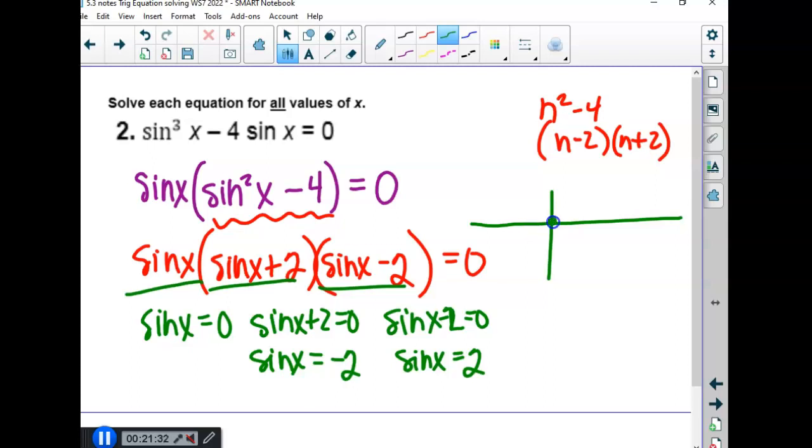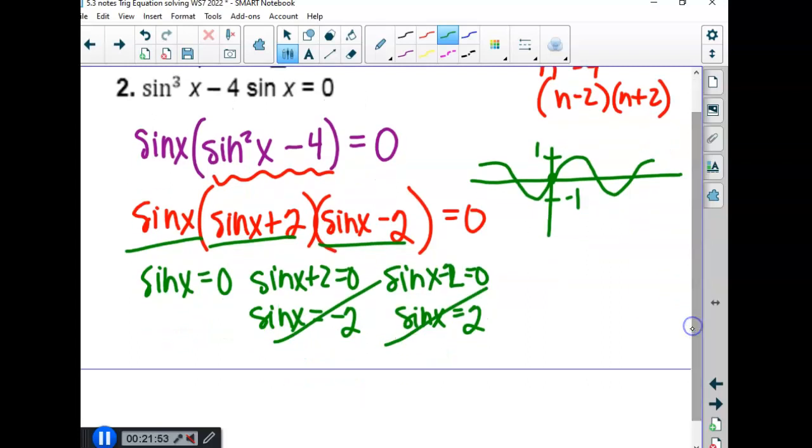Here's the sine curve. Remember, it goes through the origin. What does the sine curve max out at? 1. And the mins are at negative 1. So it can hit 0, but can it hit negative 2 or 2, a plain sine curve? Garbage, garbage, a lot of extra work we didn't need. Okay, but this one can happen.